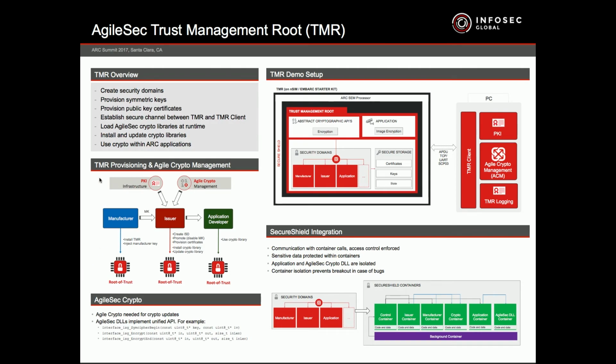Just to walk you quickly through the process of the demo. We first assume that a manufacturing key is pre-installed on TMR and also on the client. Then we are able to hand over the ownership to an issuer by creating an issuer security domain and then disable the original manufacturing domain. And then we can provision certificates with which we sign crypto libraries that we can push as updates. And then the application that runs on the ARC processor can use these crypto libraries.